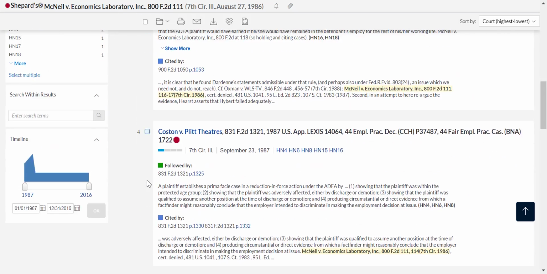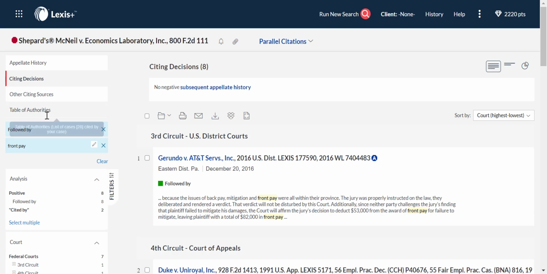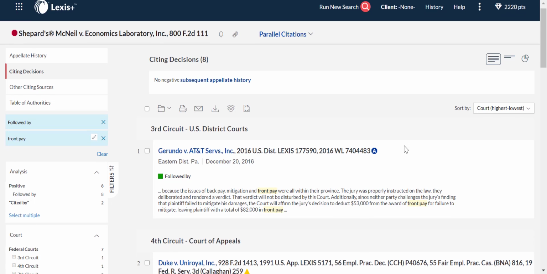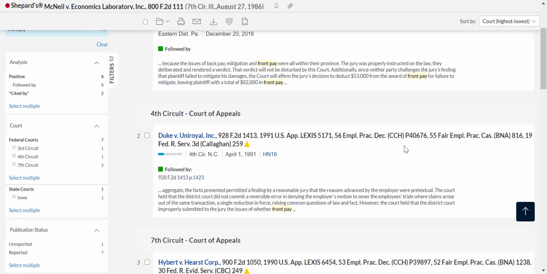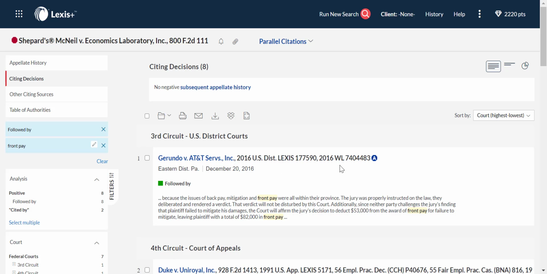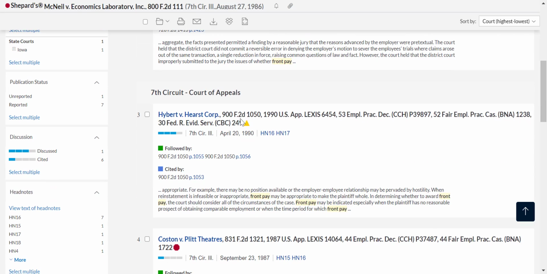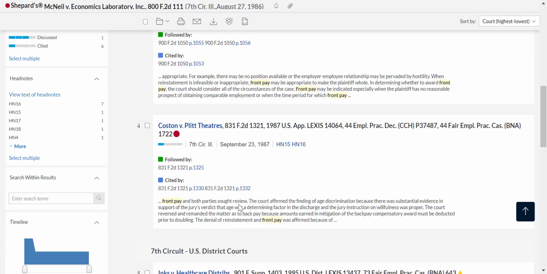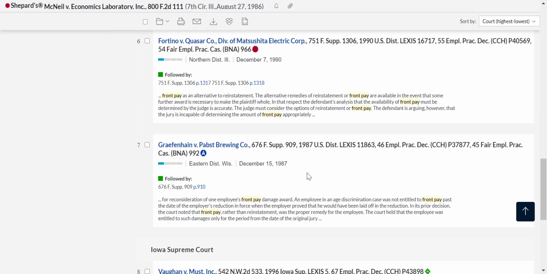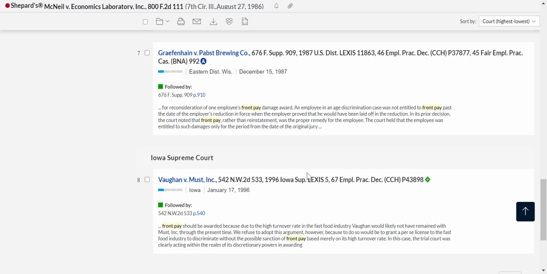If we want to be even more specific, we can use our search within results and narrow our discussion within the Shepard's report to a particular term. So here, I'm looking at those cases that have followed McNeil and discuss the term front pay. So I am able to narrow my focus and find those cases that discuss my key term and have also followed McNeil. We can see here at the end of each of these cases what Shepard signal applies to that particular case. So we have a couple that have triangles, red stop signs, triangles. So we want to pay attention to that and Shepardize the documents that we are citing to as well.